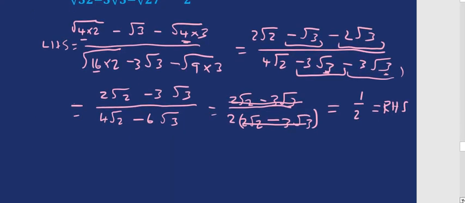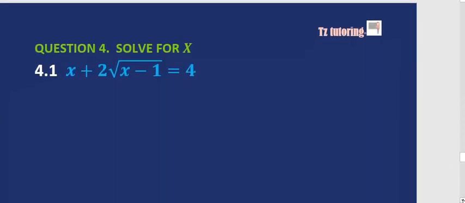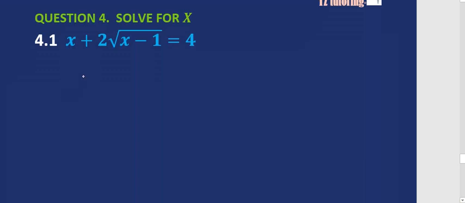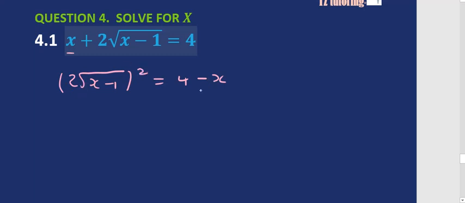Okay, let's go further. All right, so for question 4, we're solving for x. Okay, and what we want for 4.1 is to leave the part with the root on its own. So we want this part on its own. So we'll take the x to the other side of the equation. And once we have this situation, we can of course square both sides in order to cancel out the square root. Remember, the square root and the square are inverses. So 2 squared is 4. And of course, the square root will be cancelled by the square. And you'll be left with x minus 1.